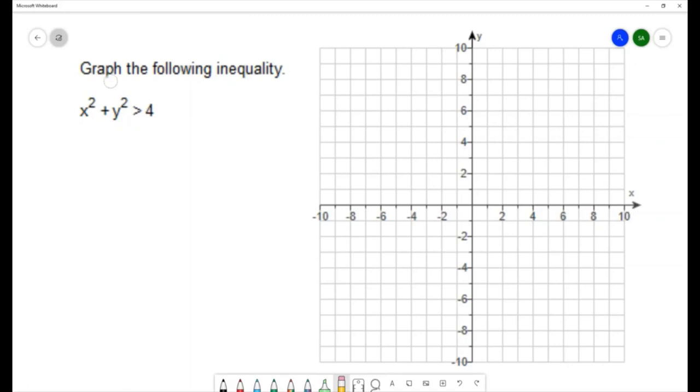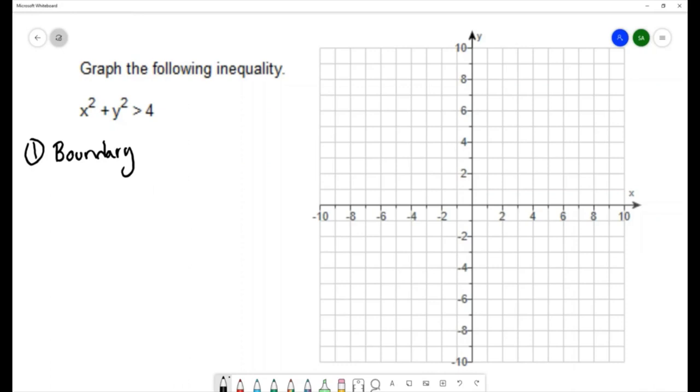For this question, we want to graph the inequality x squared plus y squared is greater than 4. Now, when we have inequalities with two variables, we want to graph a picture that represents the solutions to those ordered pairs. We're going to do that in two parts. We're going to start off by graphing the boundary, and then we'll take care of the shading.